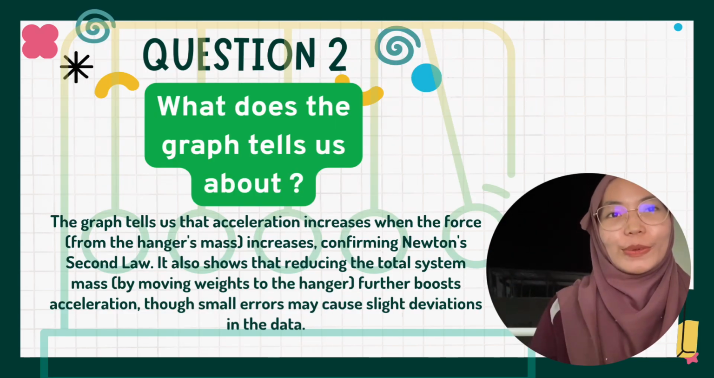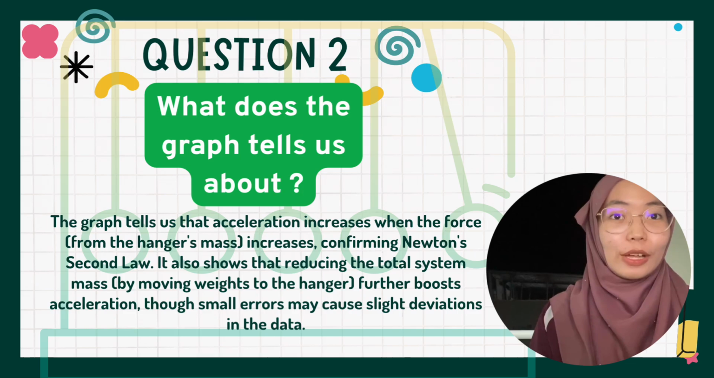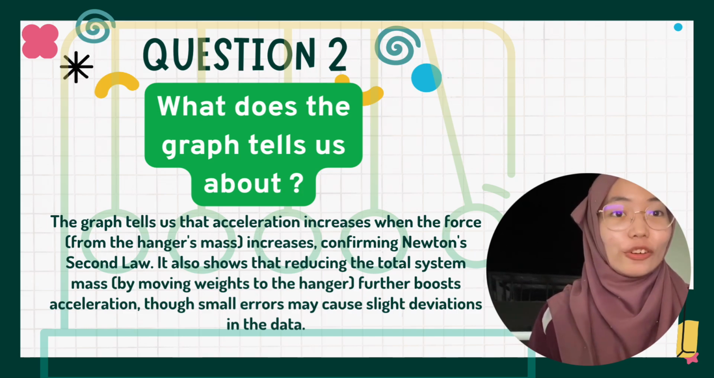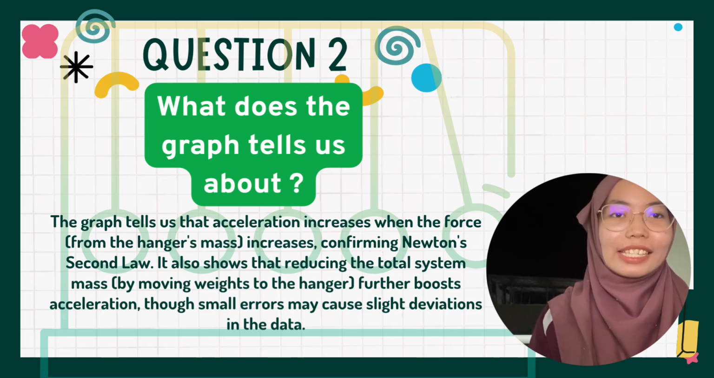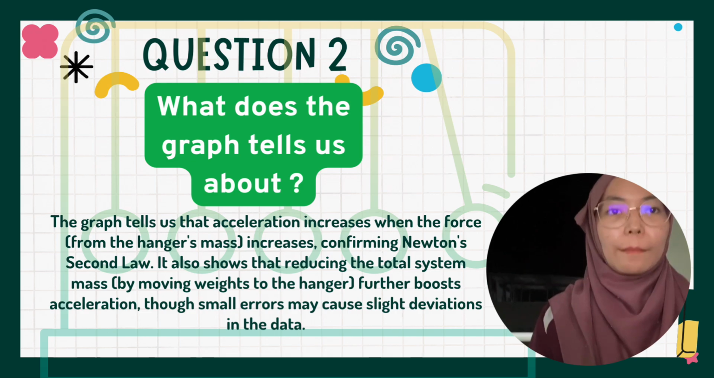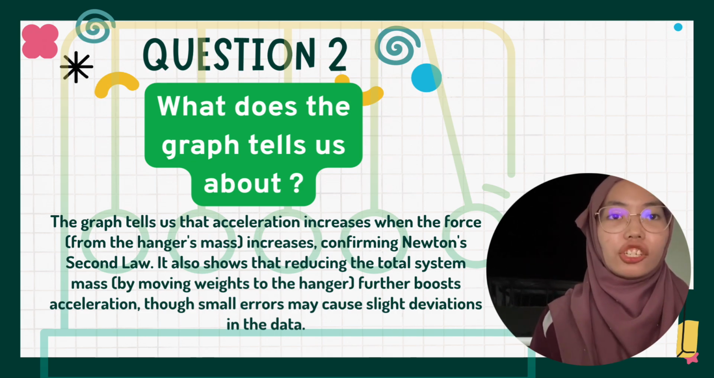Question 2. What does the graph tell us? The answer is the graph tells us that acceleration increases when the force from the hanger mass increases, confirming Newton's second law. It also shows that reducing the total system mass by moving weights to the hanger further boosts acceleration, though small errors may cause deviations in the data.